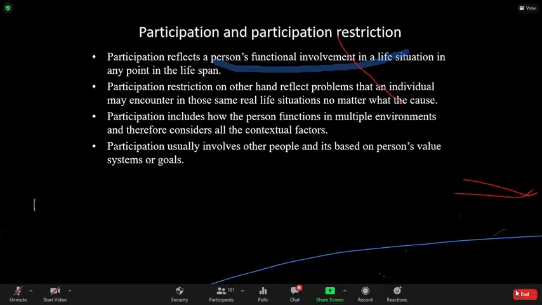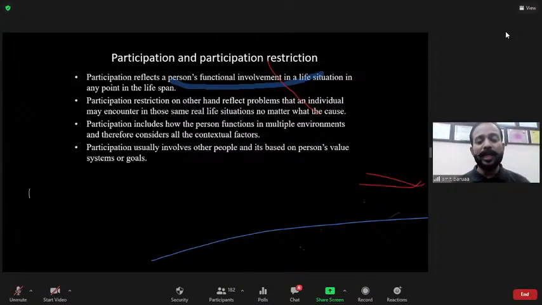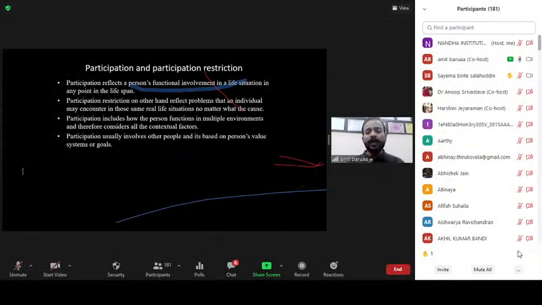The next part of ICF is participation and participation restriction. Participation is more about the social scenario. It may be related to the therapy center, the schools, birthday parties, the mall, the garden. Participation always reflects a person's function involved in a life situation or social situation. What about participation restriction? It's about what he's not able to do.